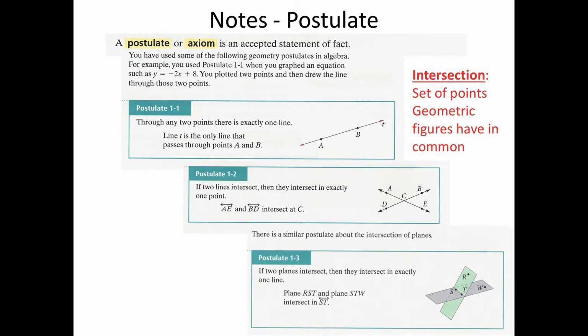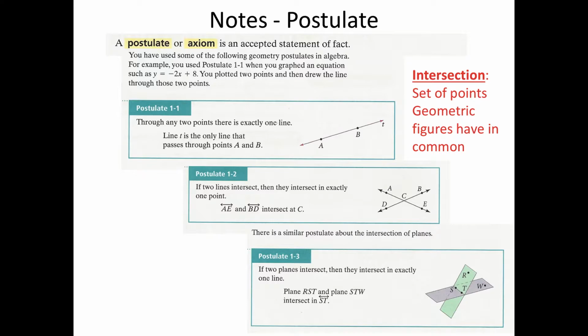Let's do a drawing of it right here. So if I've got these two planes, this purple plane here, which is plane, what is that plane? That is plane STW, the purple one, and plane RST right there, that green one. They intersect at a line, and the line in this case is ST. So if two planes intersect, that intersection is one line. If two lines intersect, that intersection is one point. If two planes intersect, they intersect at one line.